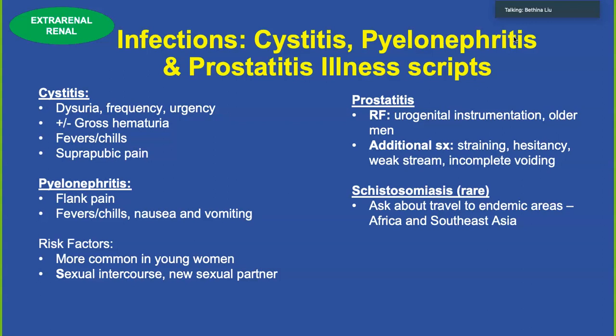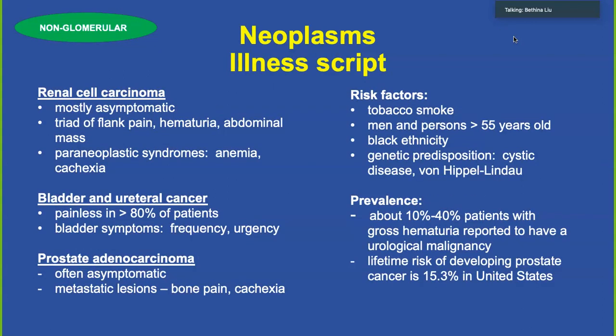sexual partner. So for prostatitis, which may also present with hematuria, risk factors include urogenital instrumentation, usually in older men. Additional symptoms associated with that include urinary symptoms like straining, hesitancy, a weak stream, and incomplete voiding. Another thing to keep in the back of your mind is schistosomiasis, which is a parasitic infection that often affects the bladder. This is pretty rare, but you may want to ask about patients' travel history to endemic areas, which include Africa and Southeast Asia.